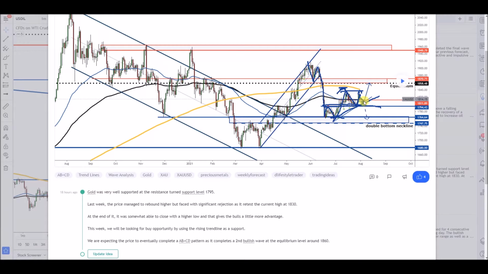entry price. And if we were to buy, what we are expecting is that it may complete a second bullish wave right here that eventually completes an AB equals CD pattern right here, and the CD leg will be completed right within the equilibrium level at about 1860 to even 1870. All right, and that's also the very neckline of this somewhat like a double top formation previously. So that is definitely a very important supply level. All right, so that is the trading plan for the gold.